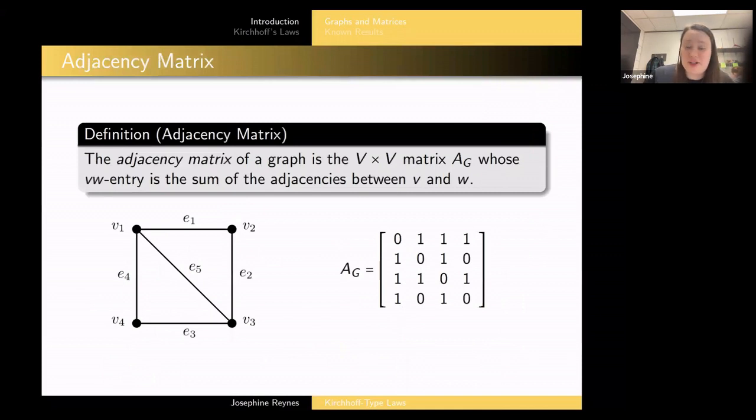We also have the adjacency matrix of the graph, and this doesn't depend at all on the orientation of our map. And each entry is the sum of the adjacencies between vertices V and W. So here there's no multi-edges, so all of our values are either 1 or 0.